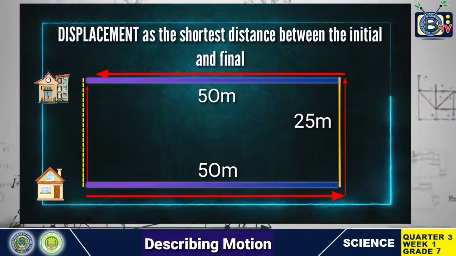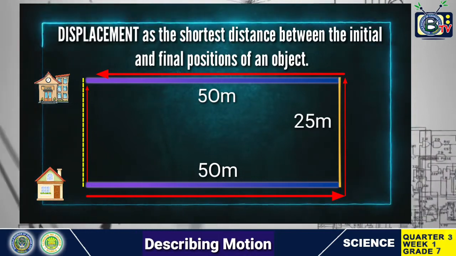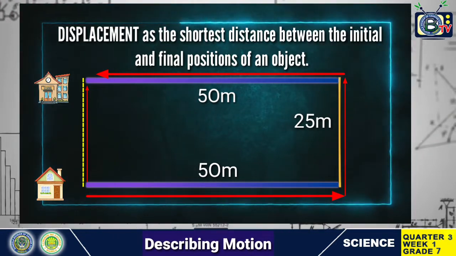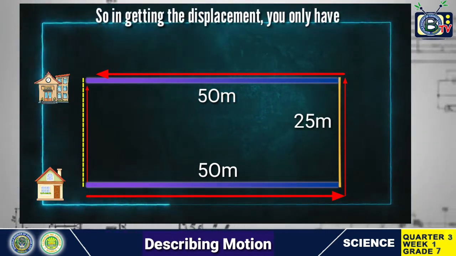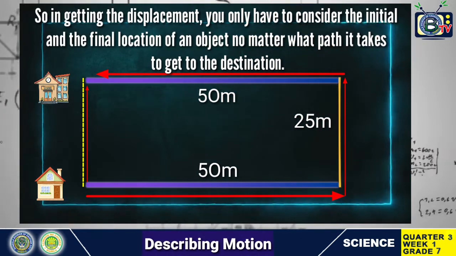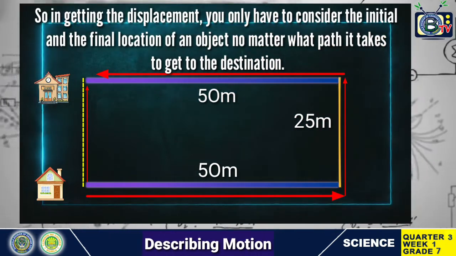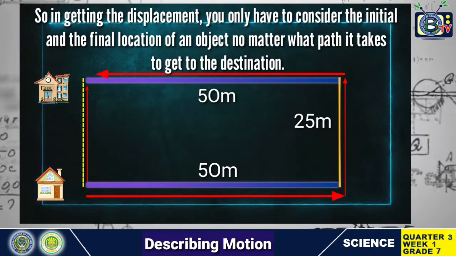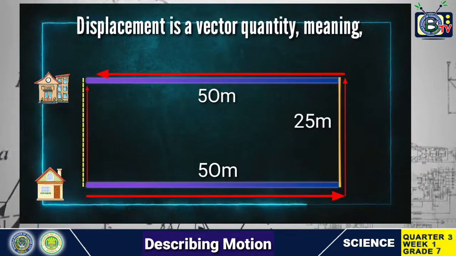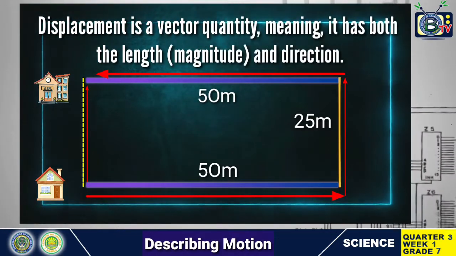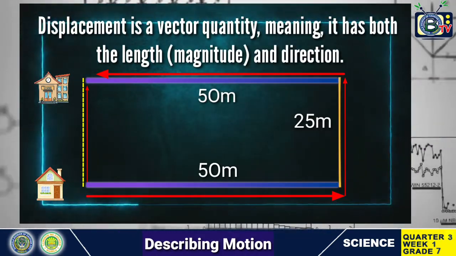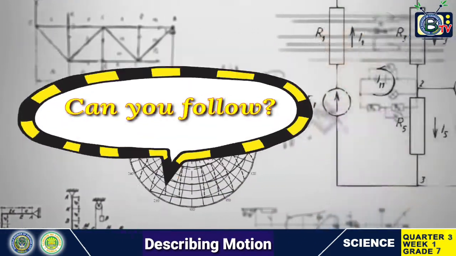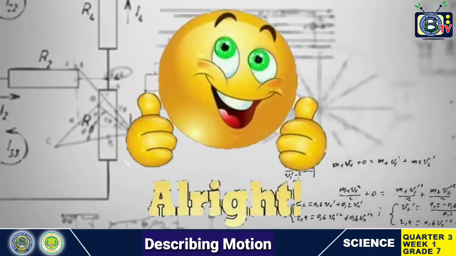From that, we can describe displacement as the shortest distance between the initial and final positions of an object. So, in getting the displacement, we only have to consider the initial and the final location of an object no matter what path it takes to get to the destination. Take note, displacement is a vector quantity, meaning it has both length and direction. Can you follow? Alright, here's another situation.